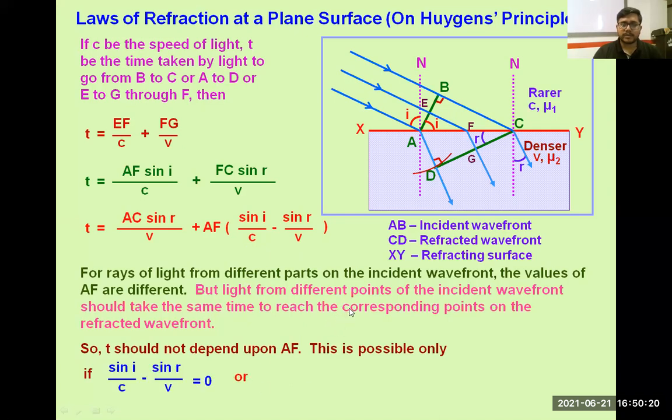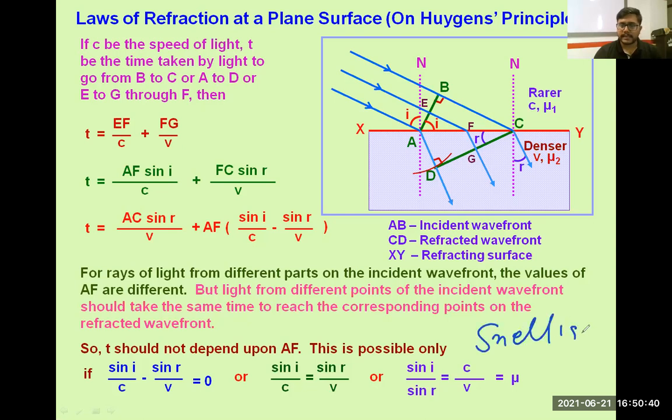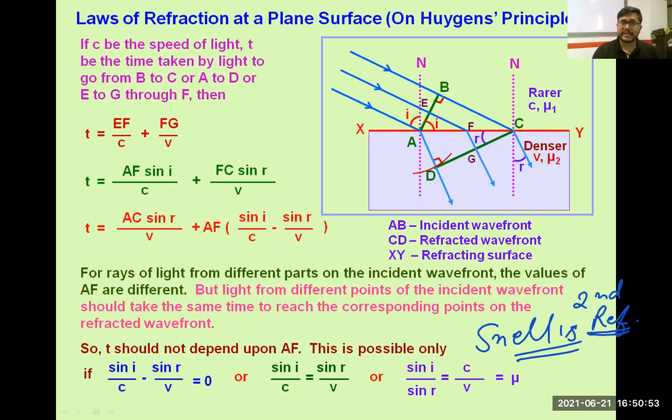When you put this equal to 0, we get mu = sin i / sin r is equal to speed of light in air divided by speed of light in medium, which is nothing but the refractive index of the medium. So basically this explains the Snell's law, which is also called the second law of refraction. So this is basically the total understanding of the law of refraction by using Huygens principle.